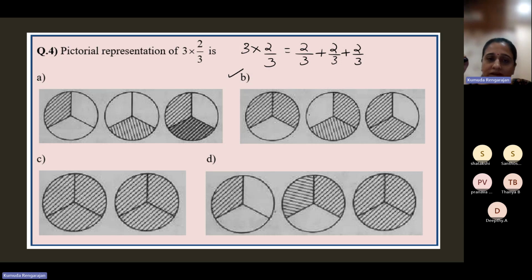If you're right, put a tick and give yourself 1 mark. If it's incorrect, since these are MCQs, you can put a cross against your answer and tick the correct answer using a pencil.